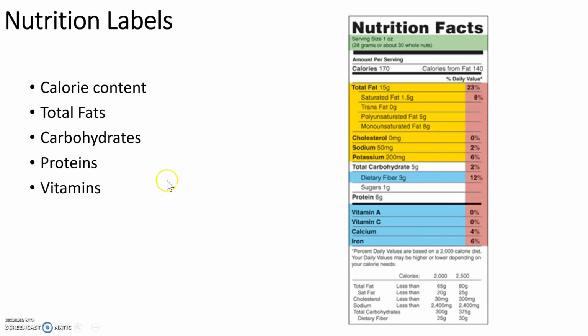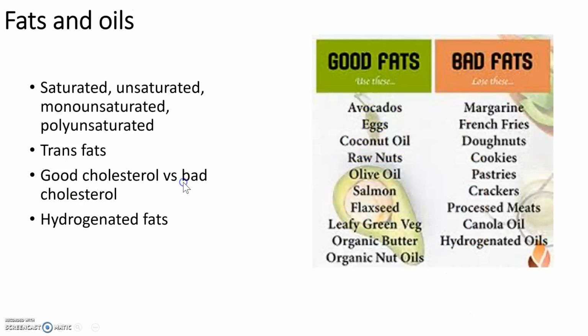Other important information that we find on these nutrient labels that we'll talk about in the next lecture are carbohydrates, proteins, and vitamins and minerals. So let's start looking at fats.